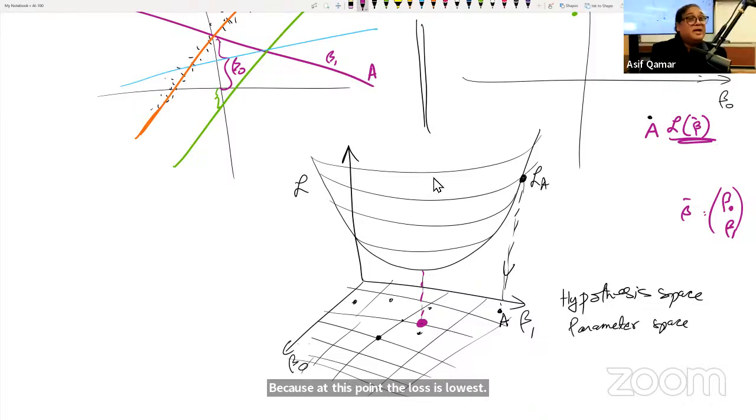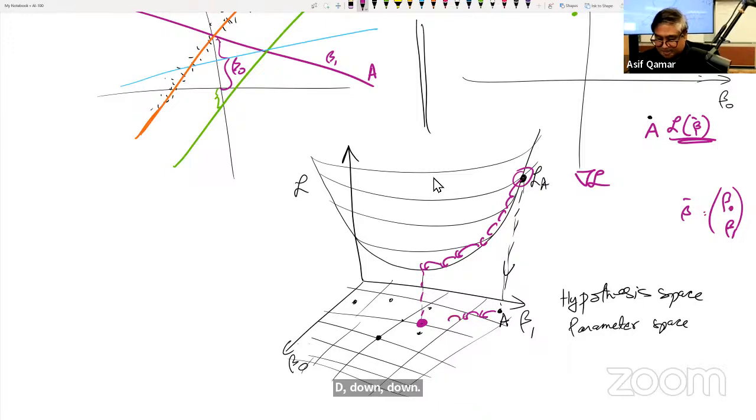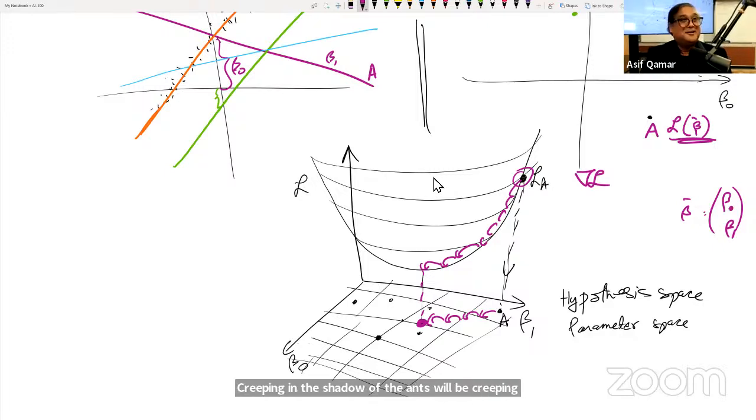Do we feel like becoming ants now and crawling to the answer? Right? And how do we do that? Did we develop the mathematical machinery to do that? Right? So at this point, we just say, hey, what is the gradient of the loss? I happen to start at A. If I know the gradient of the loss, then I can move in this direction, because I'll be climbing down, down, down, down, down. And that will be creeping in, the shadow of the ant will be creeping straight to the honeypot, the best line, isn't it?